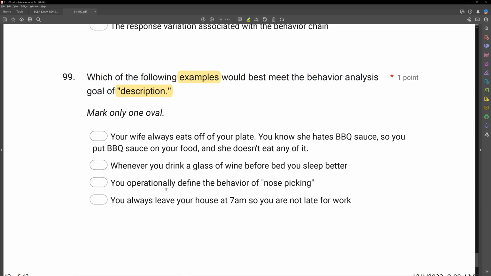C, you operationally define the behavior of nose picking. This is our description, okay? We're going to empirically observe and then describe nose picking. It's just our description. We're not correlating nose picking with anything. We're not trying to control it yet. We're just describing it. And then D, you always leave your house at 7 a.m. so you're not late for work. Okay. Again, there's a correlation between leaving at 7 a.m., not being late. No experiment being done here. We're just correlating the two. You're predicting if I leave at 7 a.m., I won't be late. The only one where you're just describing a simple description is C. You operationally define the behavior of nose picking.